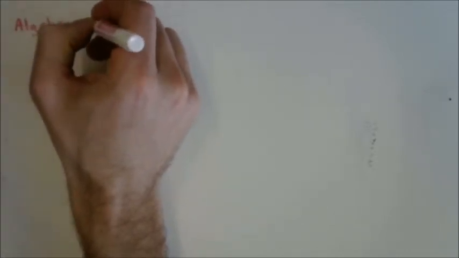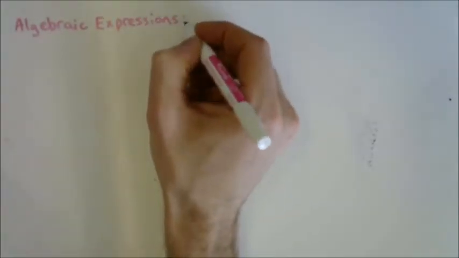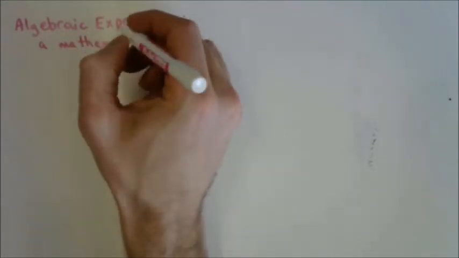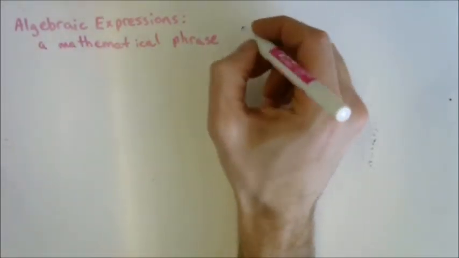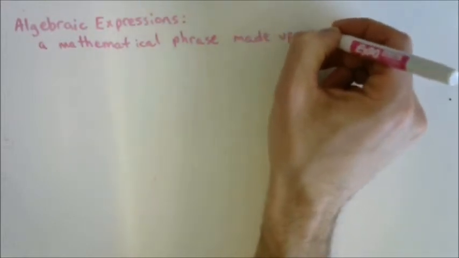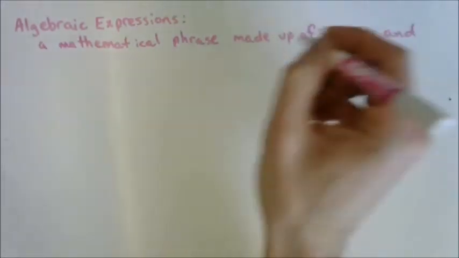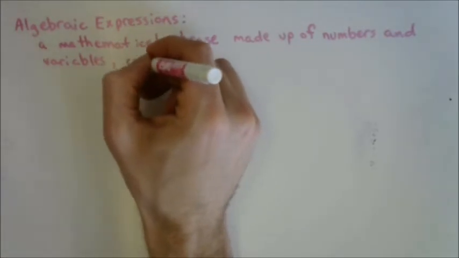Okay, what we just did, all of those little things that we talked about with our x squareds and our x's and our units, are called algebraic expressions. An algebraic expression is a mathematical phrase. I usually call it a number sentence, a mathematical phrase or sentence made up of numbers and variables.